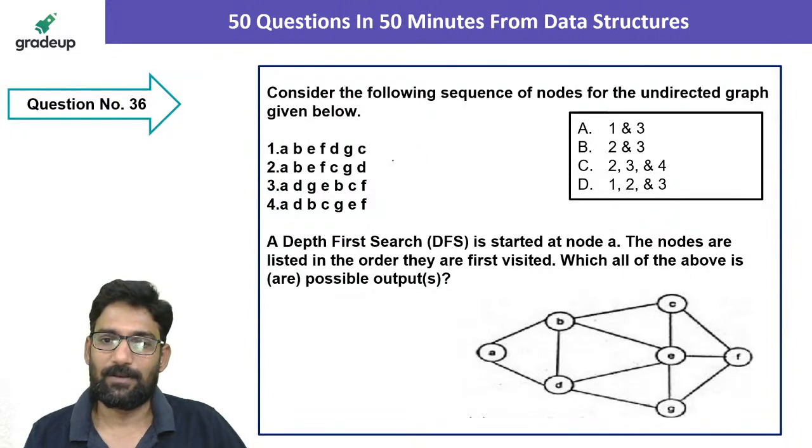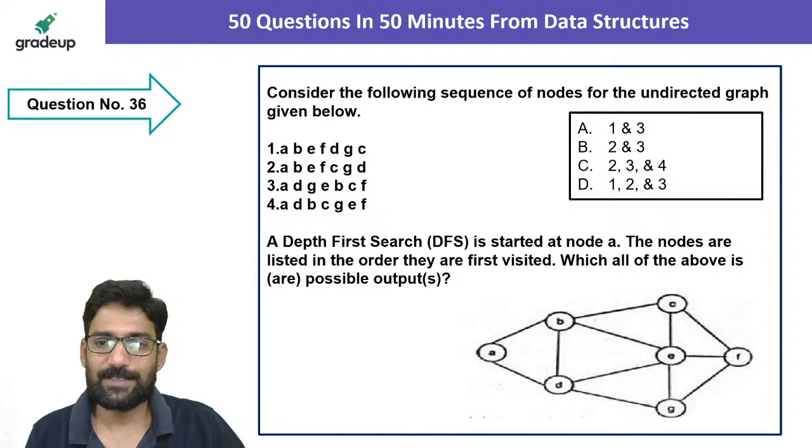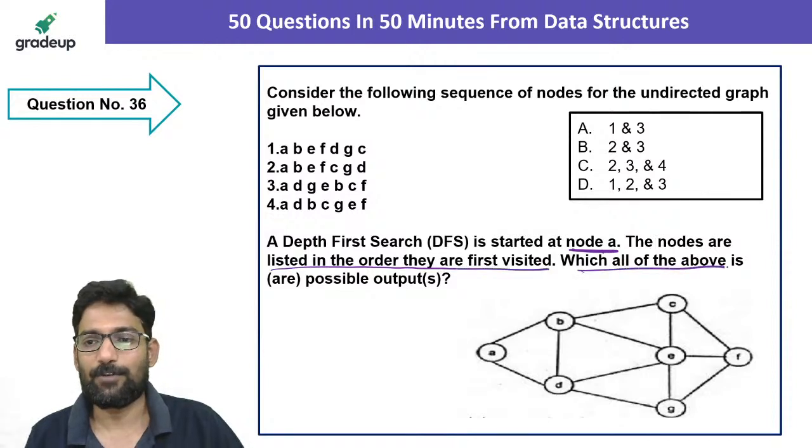Okay. Now we have come to graphs. Consider the following sequence of nodes. A depth first search is started at node A. The nodes are listed in the order they are first visited. Which of the above is possible output?